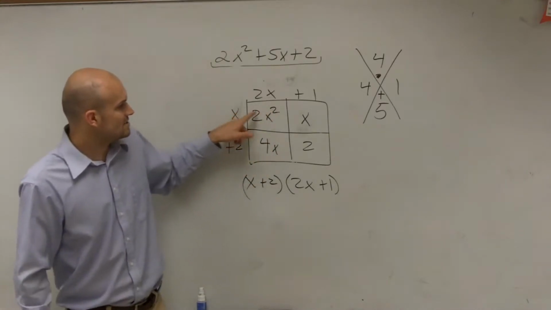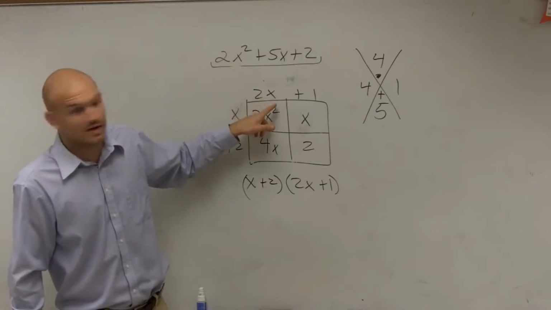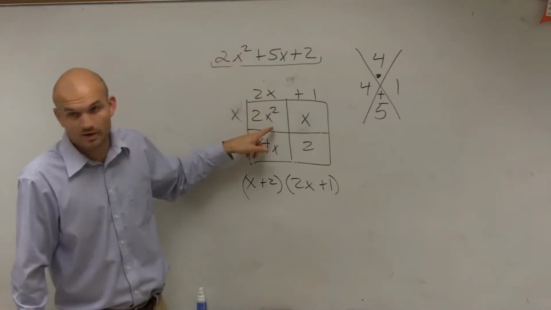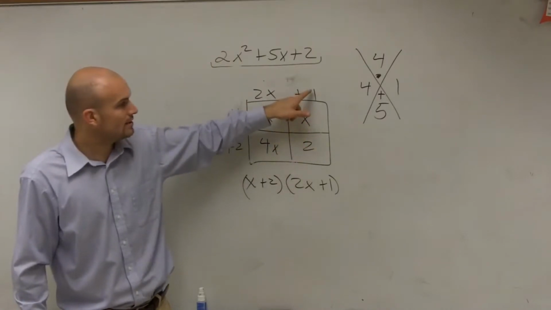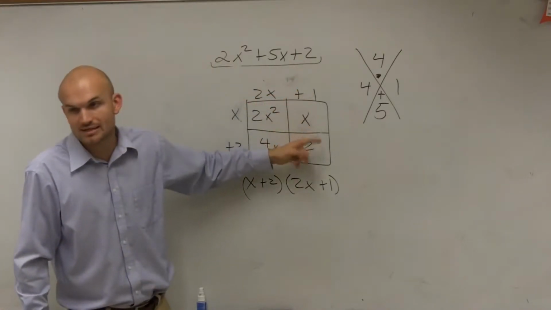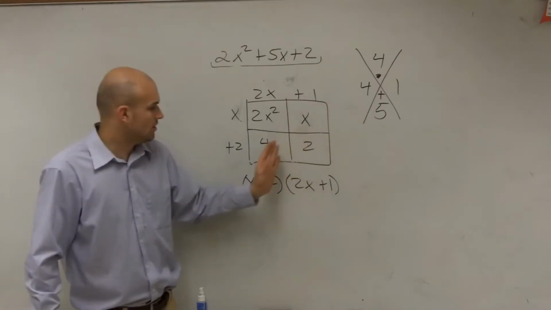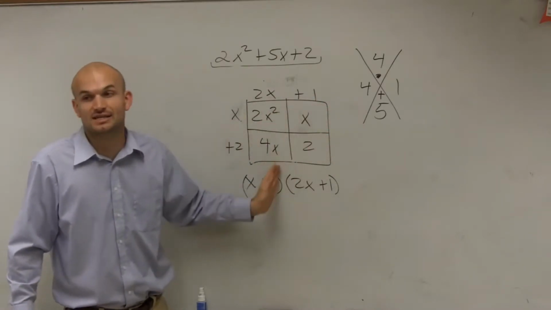Okay, so x goes into 2x squared 2x times, right? Because x times 2x equals 2x squared. x times what gives you x? 1, right? x times 1 gives you x. I'm trying to find the side lengths. Well, I'm giving you the area. I'm trying to find the side lengths for each area.